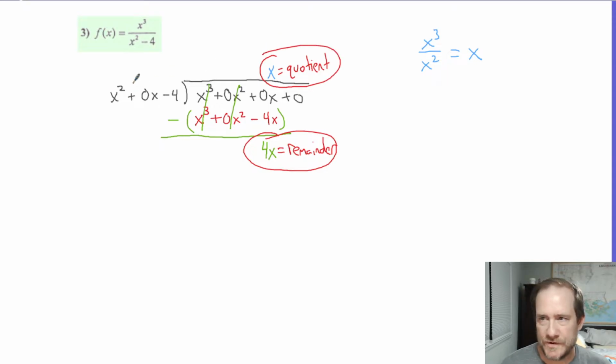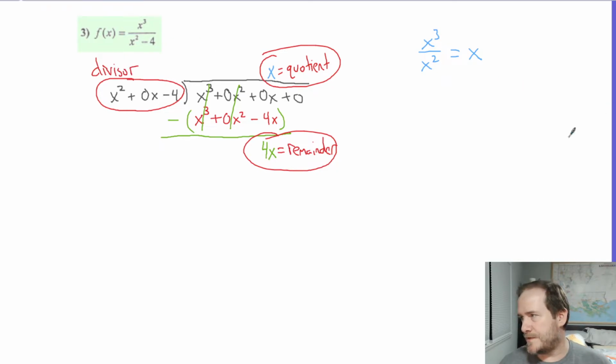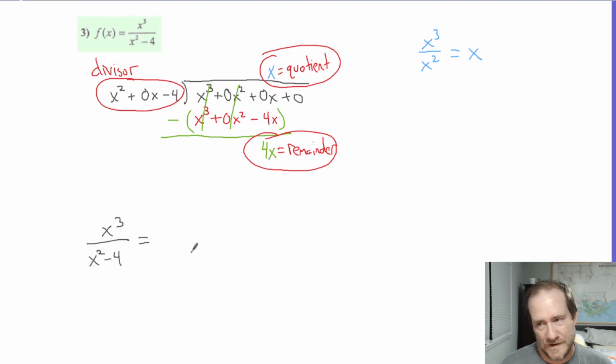And of course this thing over here that I divided by, that's my divisor. And so that gives us sort of a third form of our function. We've got the given form of the function, which is sort of like the expanded form, x squared minus 4. We know that we want to factor it, so factored form is our second form, x cubed over x plus 2 times x minus 2.